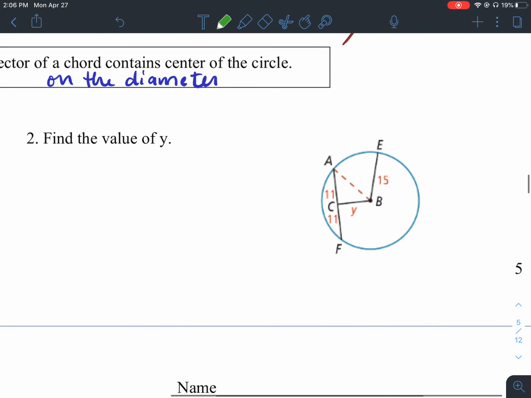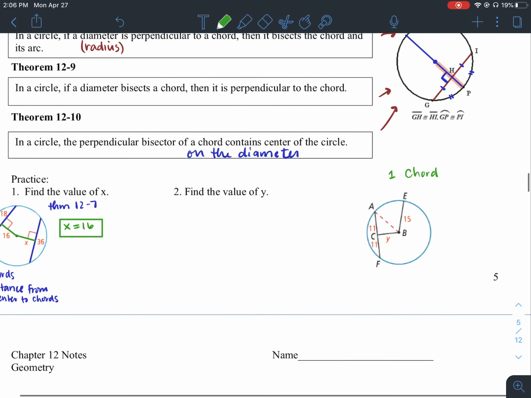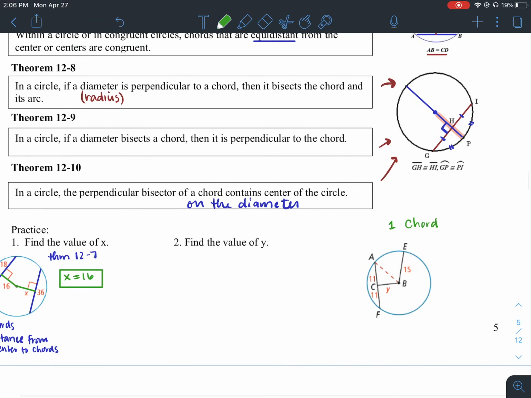All right, example number 2. Again, I want to look and see, okay, what sort of problem do I have here? Here I have a chord, but only one. Don't have two. So theorem 12-7, remember that's involving two chords. 12-6, 12-5, 12-4, all involving multiple chords. I don't have multiple chords. I only have one chord. So this is going to put me in the 8, 9, or 10 region.